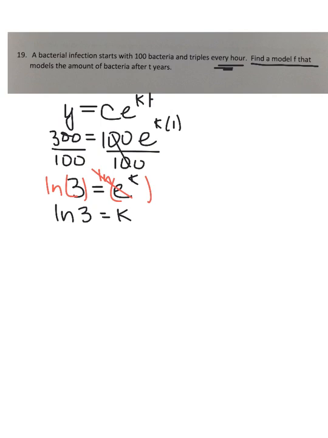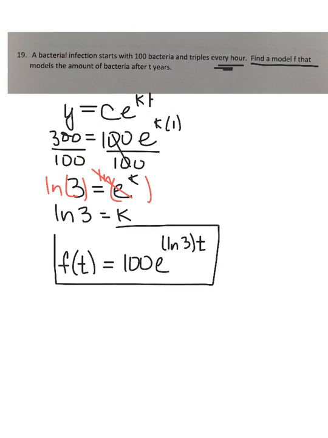All right, so it says find a model f that models the amount of bacteria after t years. So that means f of t equals our initial amount, which is 100, e, our k, which is the ln of 3, and technically that's times t. All right, and that's the answer.